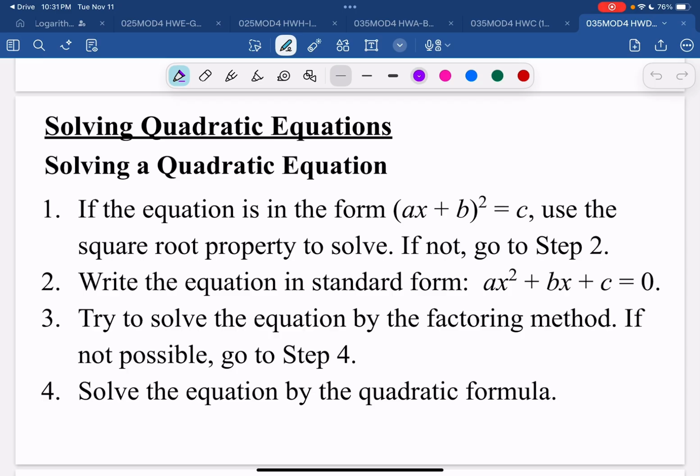If not, then we can write our equation in that standard quadratic form, always set it equal to 0, and we can try to solve that using factoring. If we can't solve it by factoring, because some things can't be factored, then we can try to use the quadratic formula.